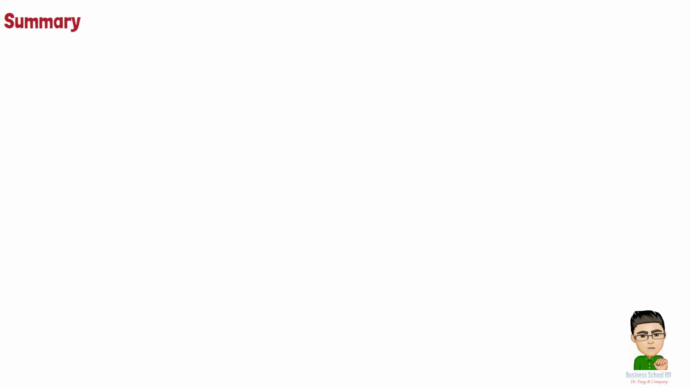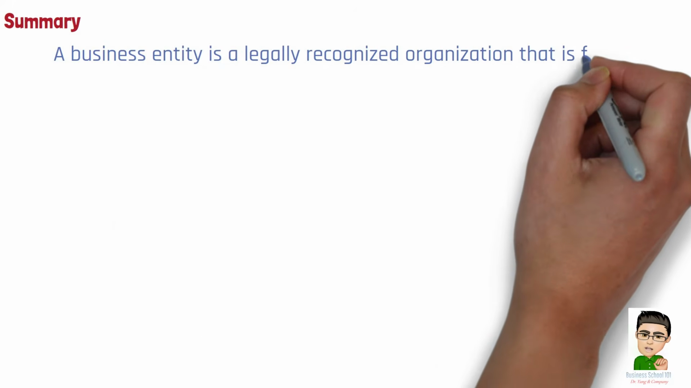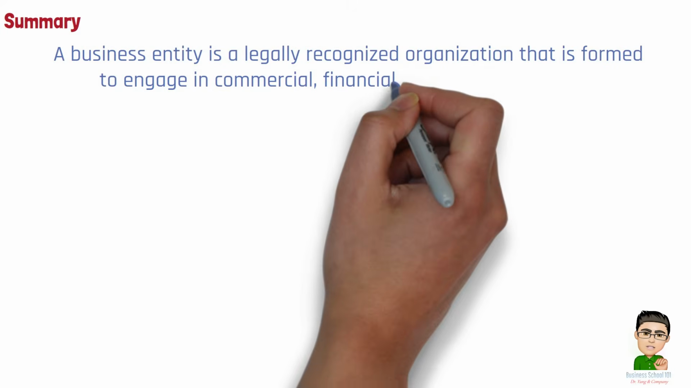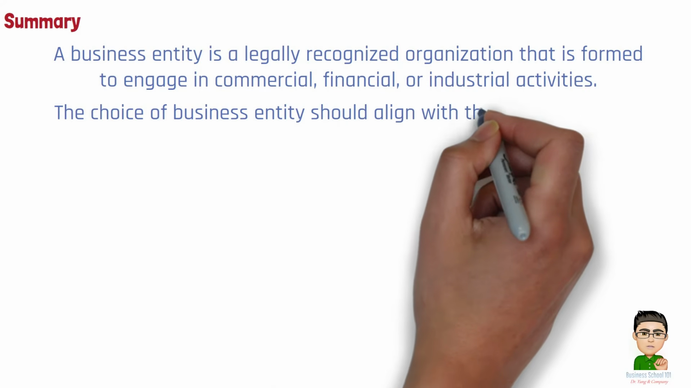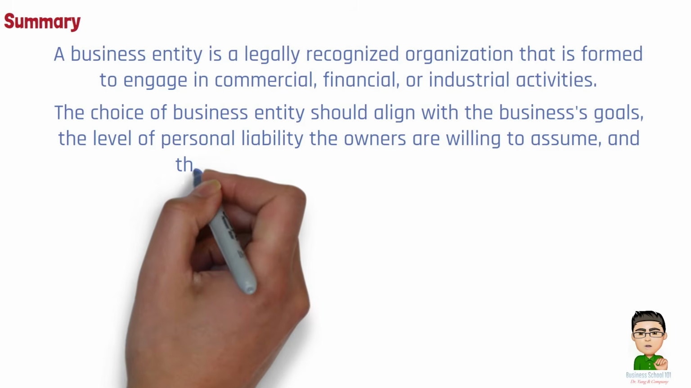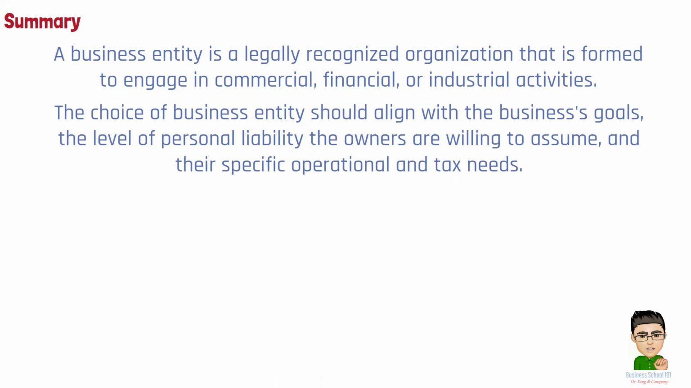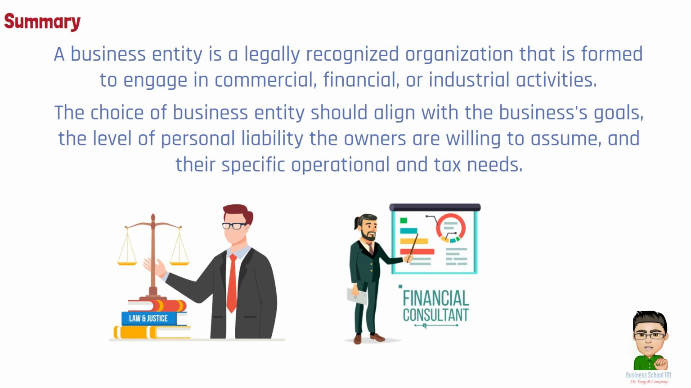Last, summary. To sum up, a business entity is a legally recognized organization that is formed to engage in commercial, financial, or industrial activities. The choice of business entity should align with the business's goals, the level of personal liability the owners are willing to assume, and their specific operational and tax needs. It's essential to consult with legal and financial professionals to make an informed decision that best suits the business's unique circumstances.